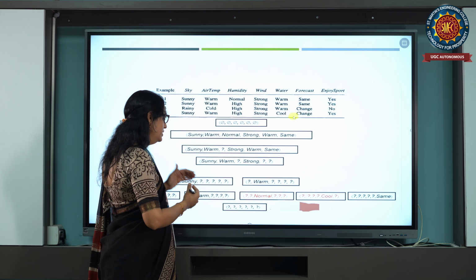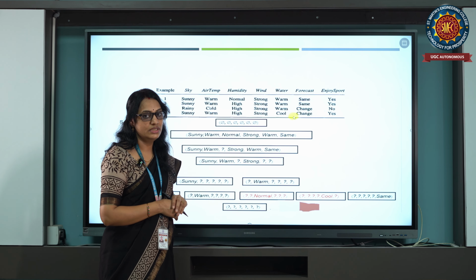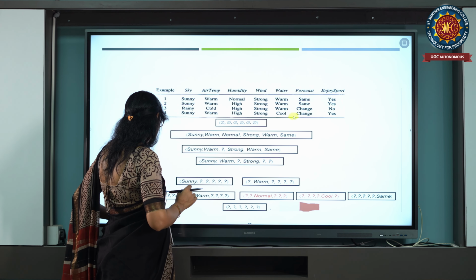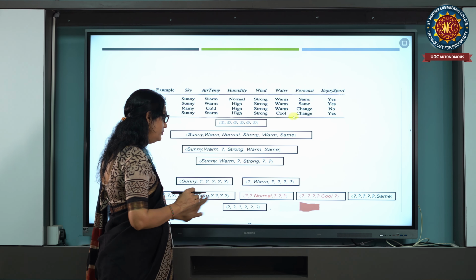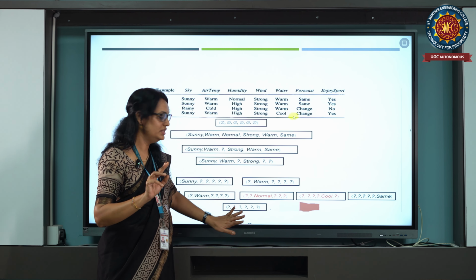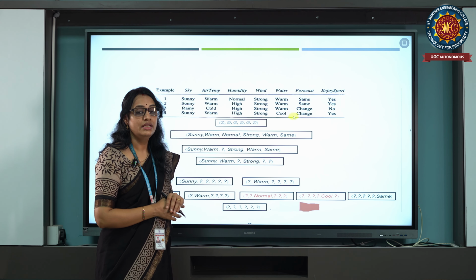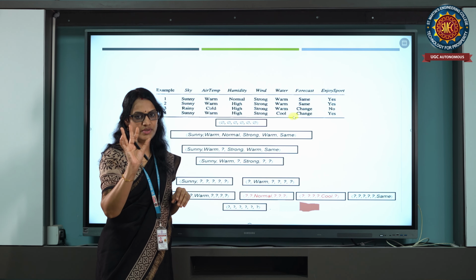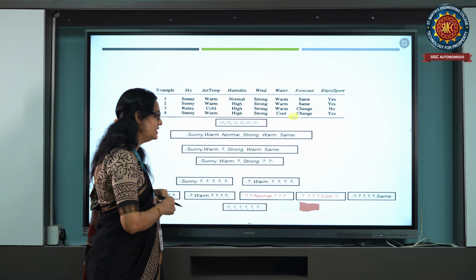Then coming to the general hypothesis, it makes a lot of difference. Till now, G0, G1, G2, for the two positive examples, it is as it is, just question marks. Then where is the change happening? As it is a negative example, the process will be somewhat different. Please note this, everyone.